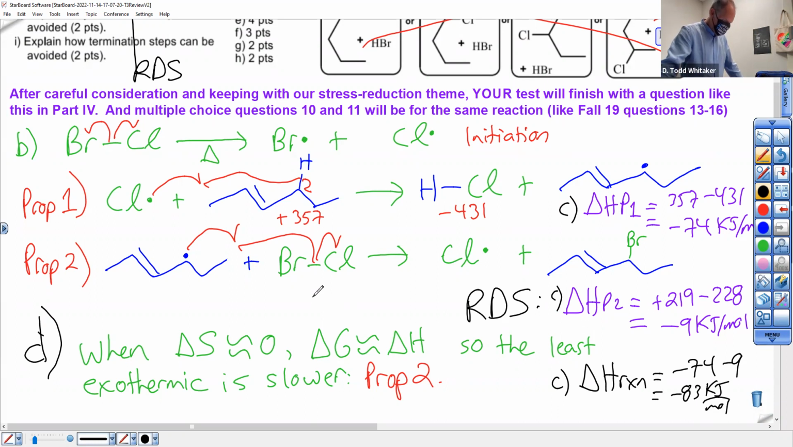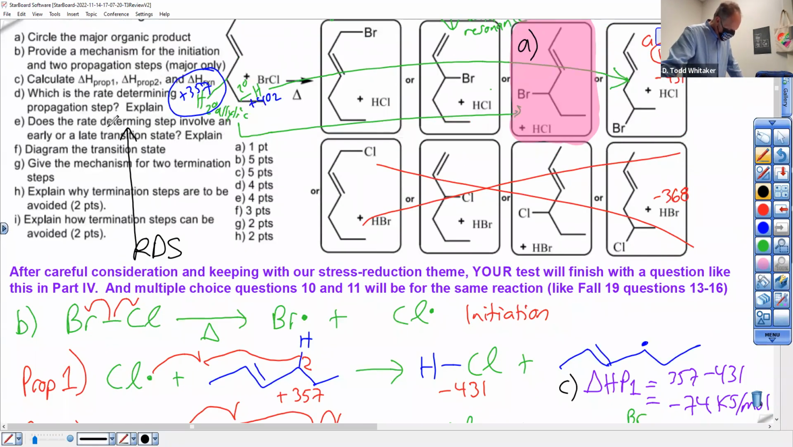Then E is about transition states, and so is F, right? Does the rate determining step involve an early or a late transition state? So before I do my answer, I'm doing reactants and products is exothermic. Try to look up there, reactants, products. This is much closer to the transition state, which is up there, right? Transition state's above both these hands. This hand's closer, and that's reactant.